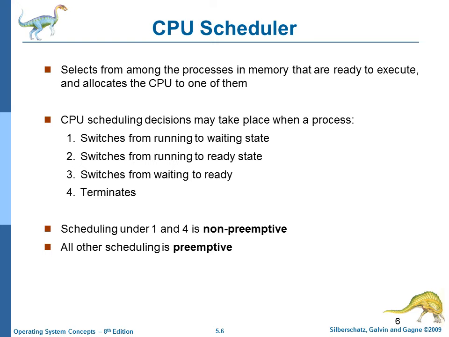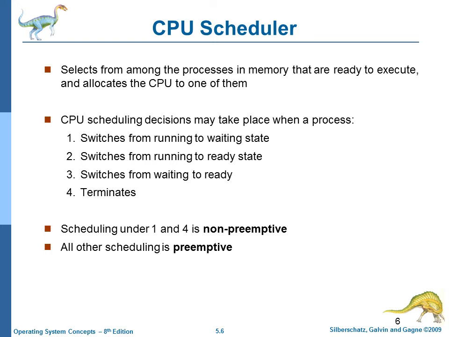An example of this case is when the process has completed its request for an input output resource. And fourth, when a process terminates. For conditions 1 and 4, there is no choice. A new process must be selected.